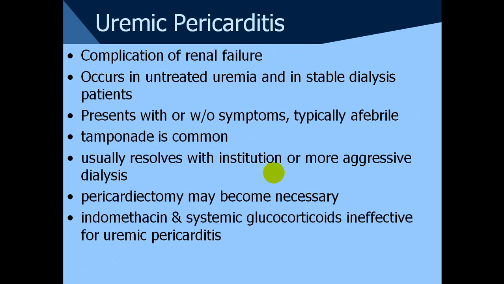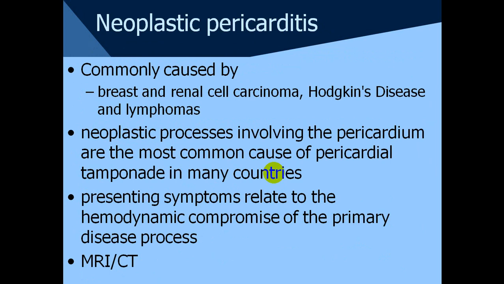A complication of renal failure is uremic pericarditis, which occurs in untreated uremia and even in stable patients on dialysis. Presentation is with or without symptoms, typically afebrile. Tamponade is common, usually resolved with institution of, or more aggressive, dialysis. Pericardiectomy may become necessary in some cases. Indomethacin and systemic glucocorticoids are ineffective in uremic pericarditis.